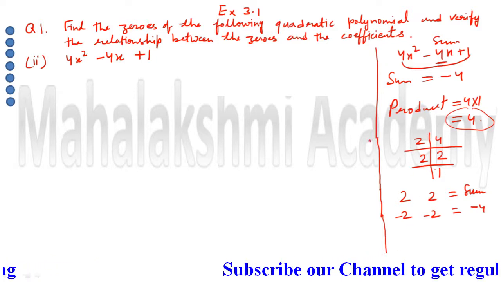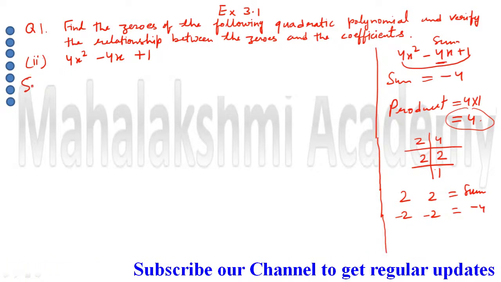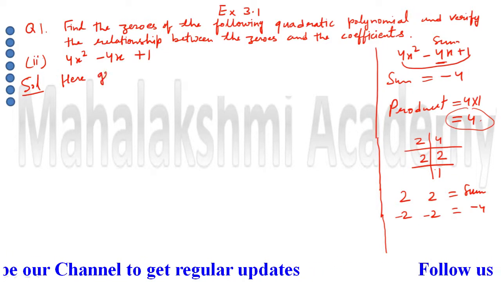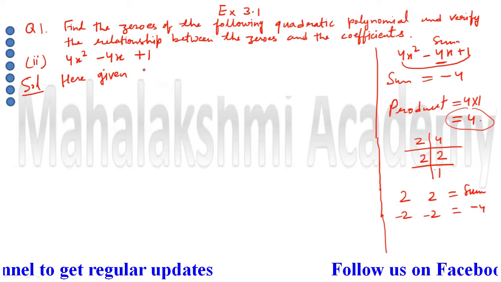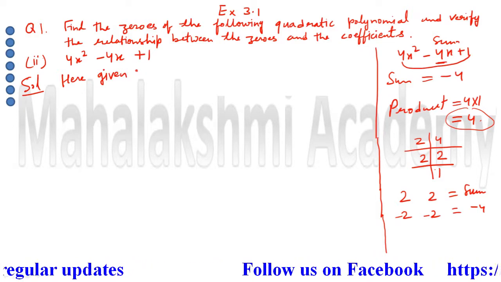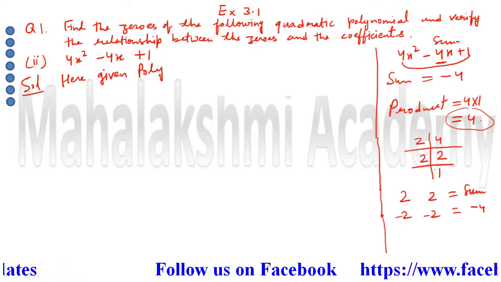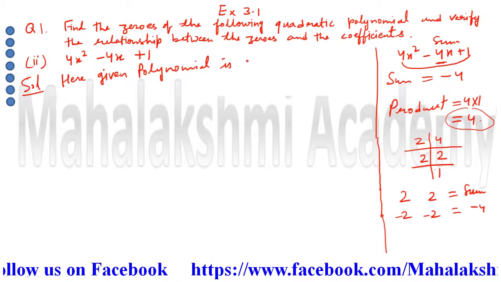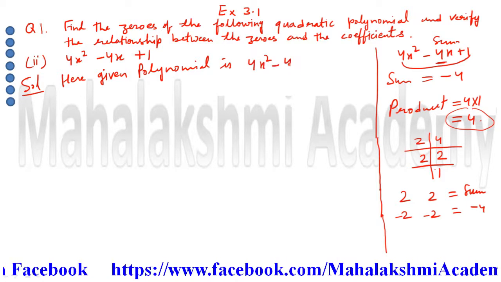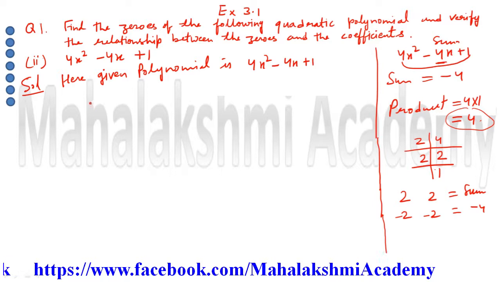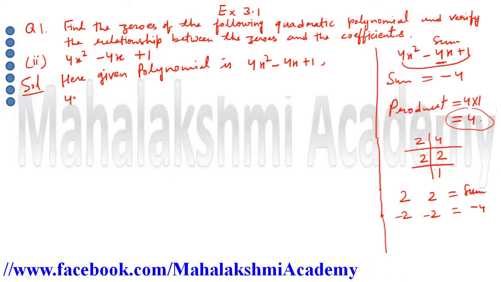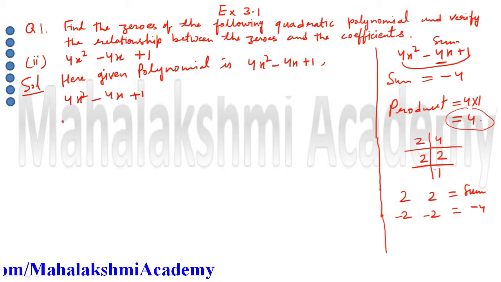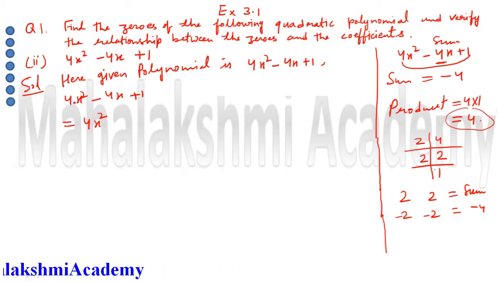Now we have to start the solution. In the solution, first we write down the polynomial, which is 4x squared minus 4x plus 1. Then we write it again, 4x square minus 4x plus 1. Now we have to start the factorization method, so it is equal to 4x square as it is.